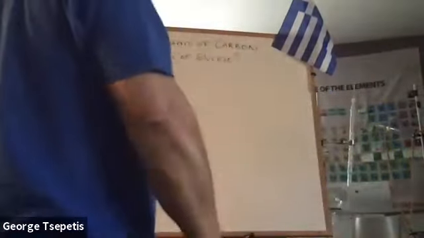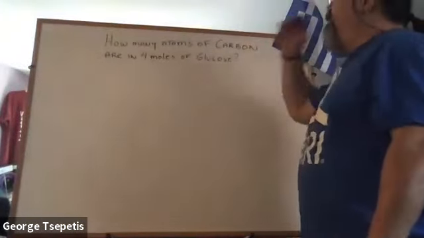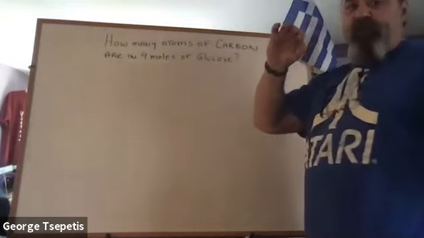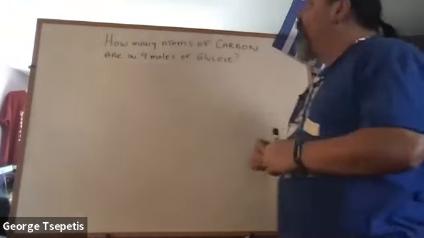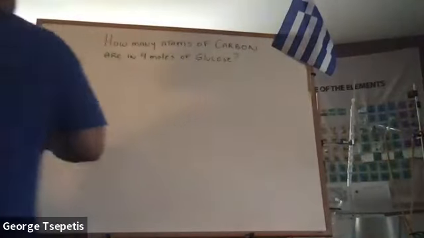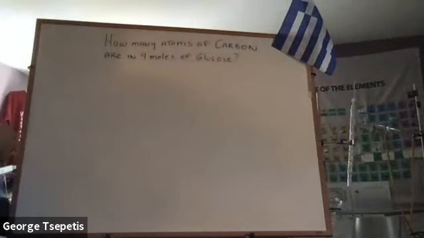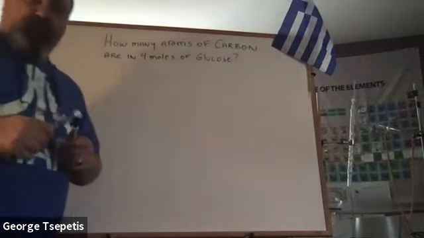I wanted to go through a dimensional analysis problem with you, kind of walk you through it. We did this one in class today, but we ran out of time, so I wanted to go ahead and do that. It is important. Alrighty, so what's our question here? How many atoms of carbon are in 4 moles of glucose?